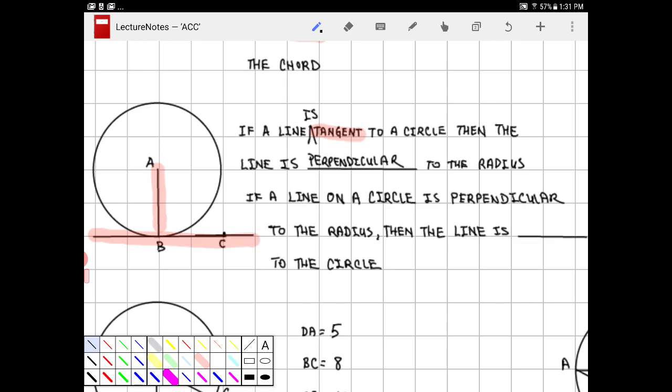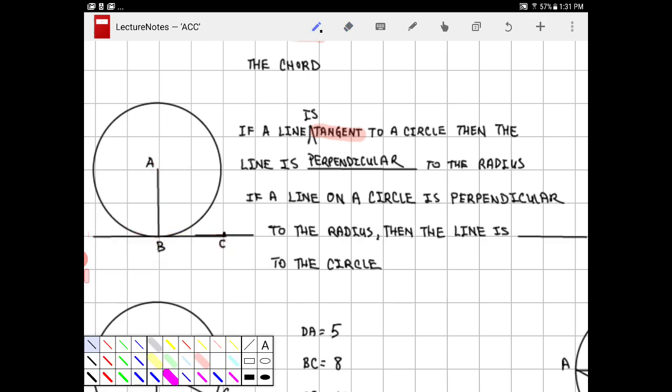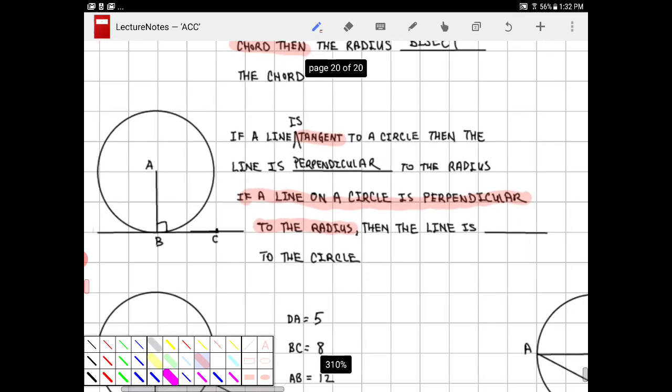And then the flip side is, let's say now you're not told that the line is tangent, but you know that the line is perpendicular. So you see how the logic there is reversed. I'm looking at the second half of this theorem. If a line on a circle is perpendicular to the radius, which I just drew in there, then the conclusion is that the line is blank to the circle. What word am I looking for here?